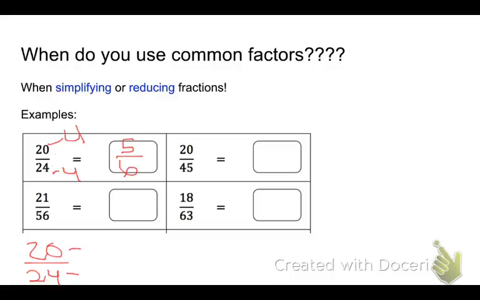Now, using this method, it's just any common factor. There is a chance that you will have to reduce or simplify that fraction again. In this particular case, it gets down to 5/6, and that is simplest form. But I have to be aware that because I didn't necessarily choose the greatest common factor, I may have to simplify again. Let's look at another example.